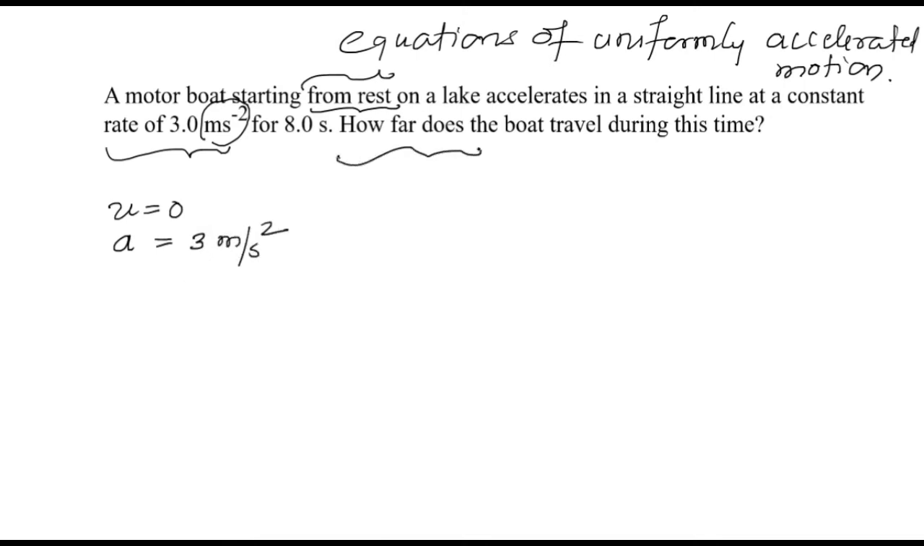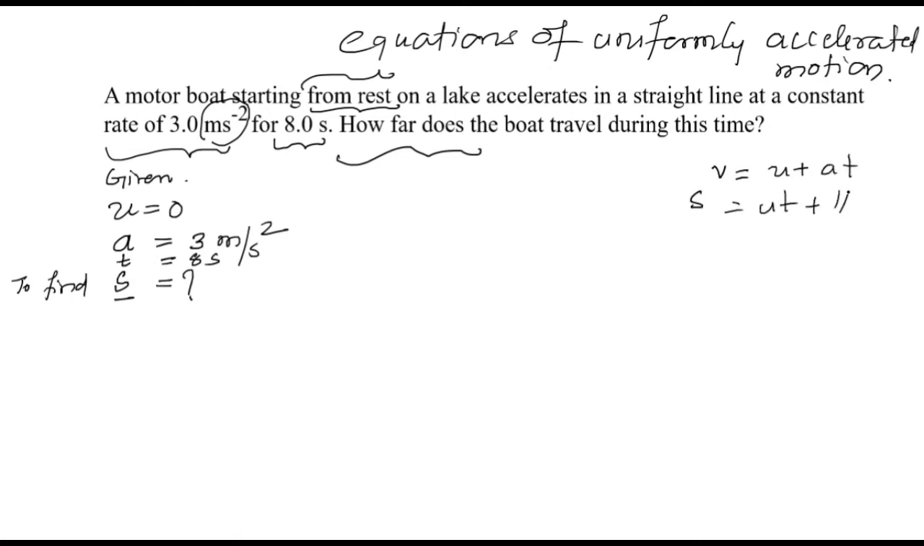How far does the boat travel during this time? How far? And that is distance, yes, either distance or displacement. So this is given, and what else is given? 8 seconds. So somewhere here I will write t is equal to 8 seconds. And what to find? To find s. Now we have three equations, you all know. v is equal to u plus at, s equals ut plus half at square. These are the equations of uniformly accelerated motion. v square minus u square equals 2as.